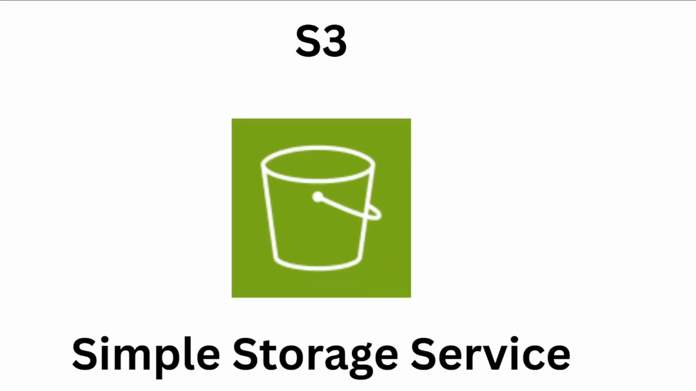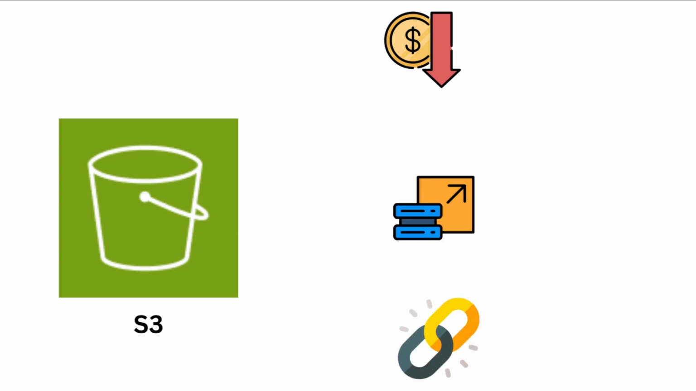The first one is S3, or Simple Storage Service. You can think of it as a cloud locker. You can store anything here: CSVs, images, models, even websites. And S3 is cheap, scalable, and durable. In MLOps, we use S3 for datasets, training output, model files, and logs.